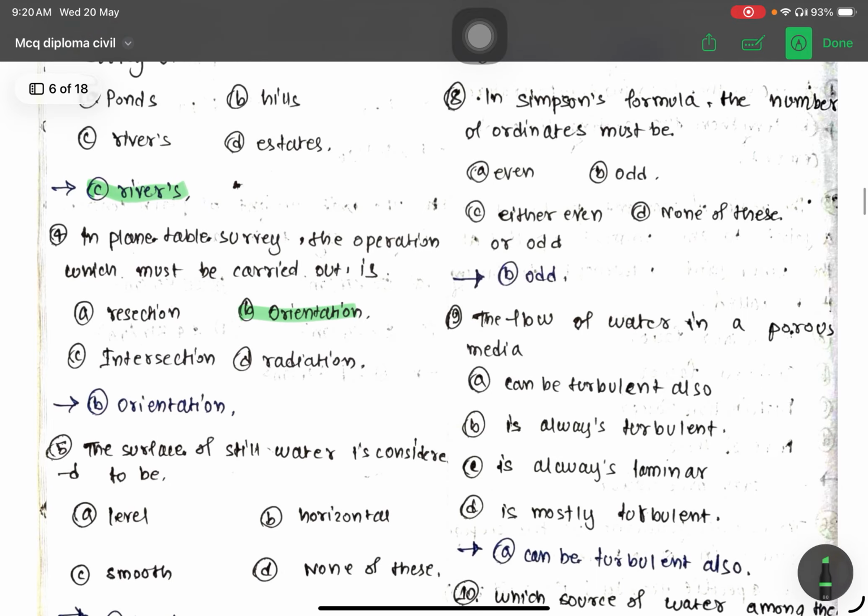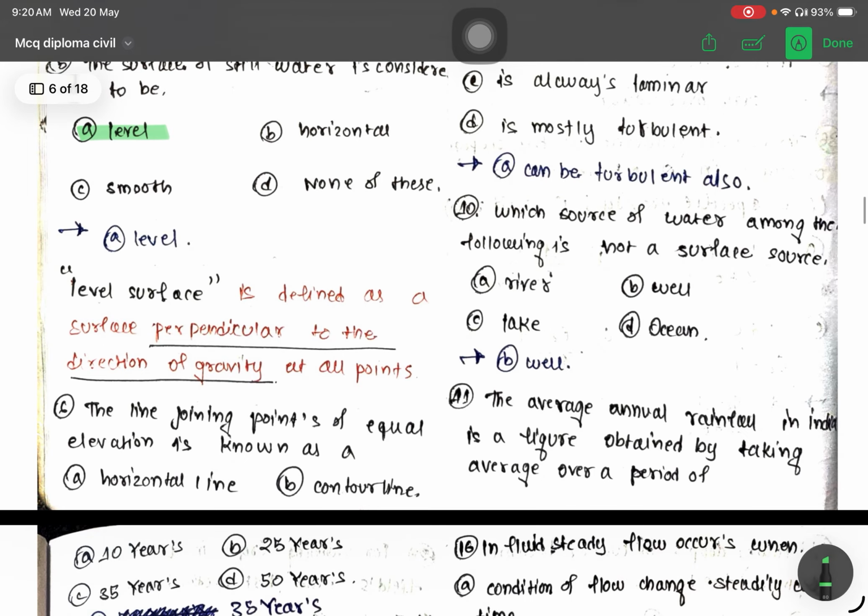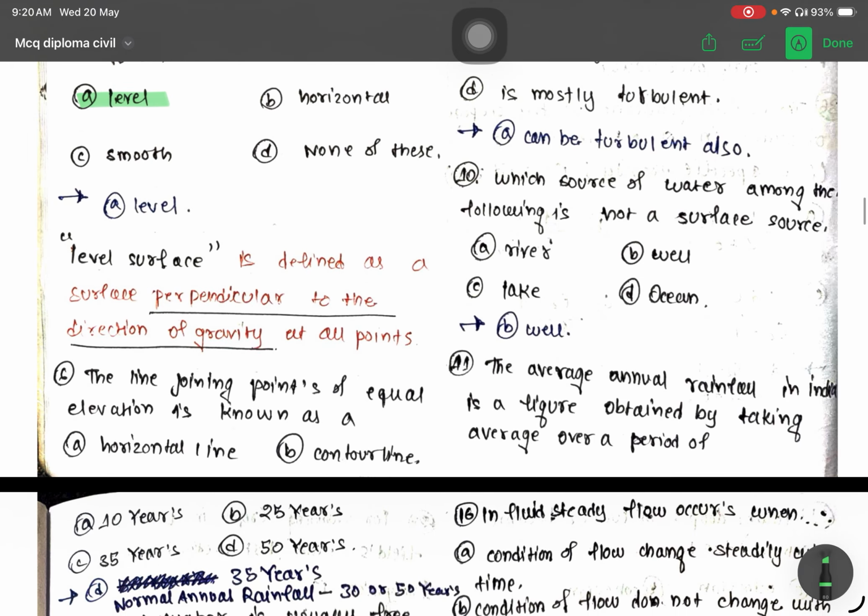The surface of still water is considered to be level. Level is given as the surface perpendicular to the direction of gravity at all points. The level surface is one where every point is at an equal distance from the center of the earth.